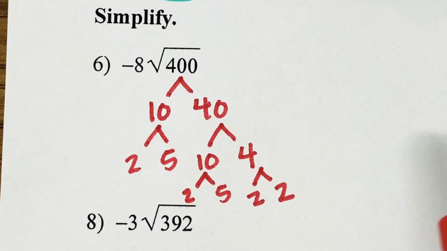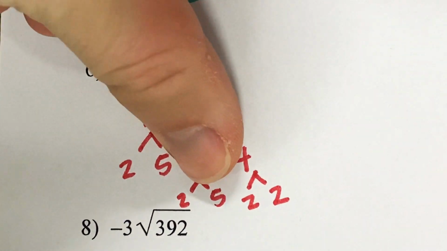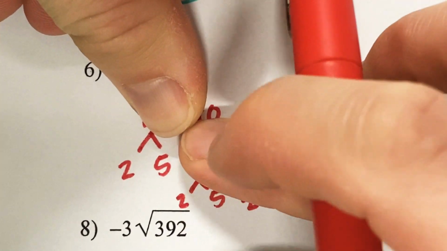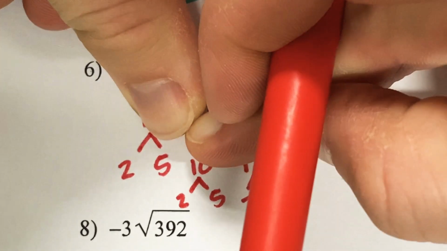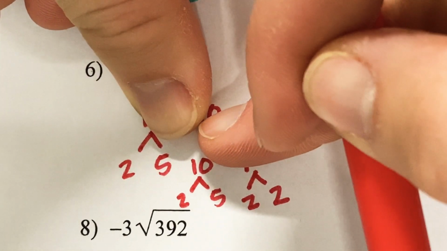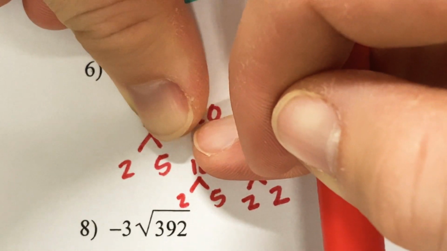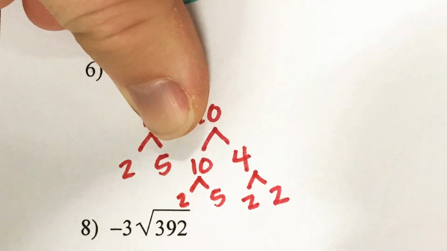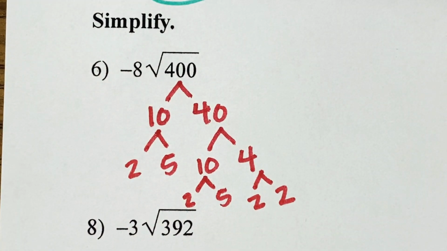Okay, a lot of numbers here. So don't look at the numbers that we've broken down. Only look at the numbers that are on the ends of your factor trees. Okay, what pairs do we see?